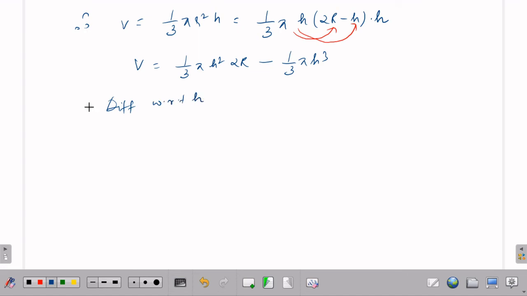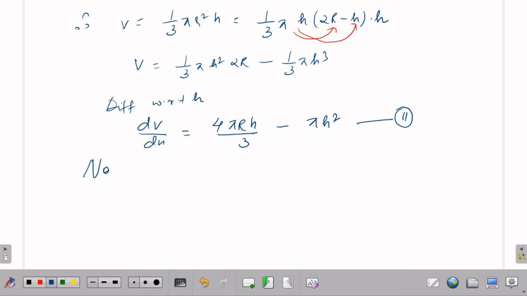So if I differentiate with respect to h, I'll be getting dV/dh is equal to 2 will come to the 4. So it will be 4 pi rh divided by 3 minus 3 and 3 will cancel. So it will be pi h square. Let me make this equation number 2. Then now we know that dV/dh will be equal to 0. So in short, 4 pi rh by 3 minus pi h square would be equal to 0.